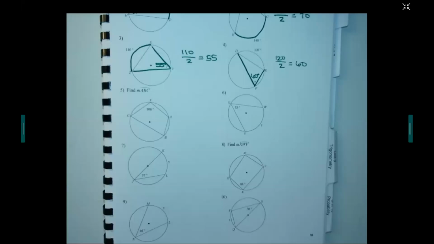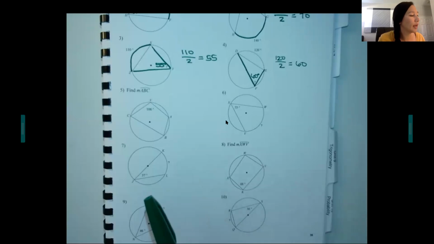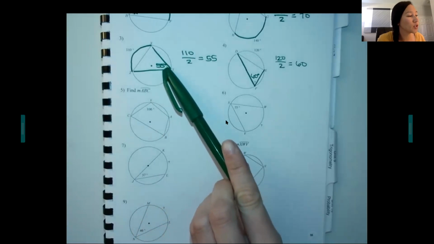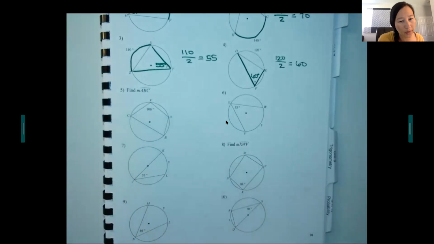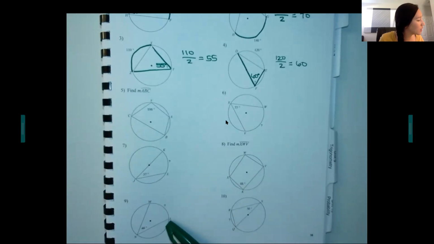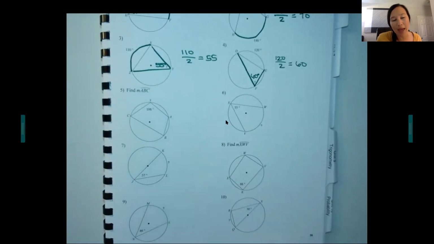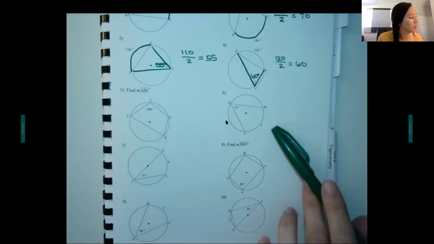So wait, we're just dividing everything by 2, right? If you're trying to find the inscribed angle, then yes. But if yours is finding the arc, then you're going to have to multiply by 2. So only the people that have number 5 and number 8 are going to have to multiply by 2. Arcs. Oh, but then also number 9 is an arc. So that one you're going to be doubling. So it depends which one you're looking for. If you're looking for the angle, you're going to divide by 2. If you're looking for the arc, you're going to multiply by 2.